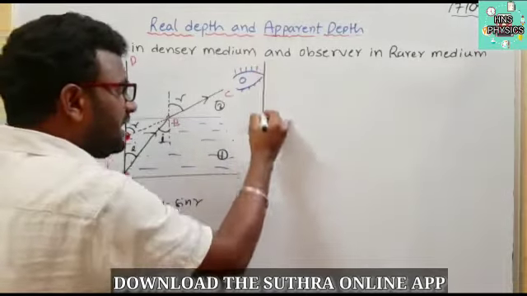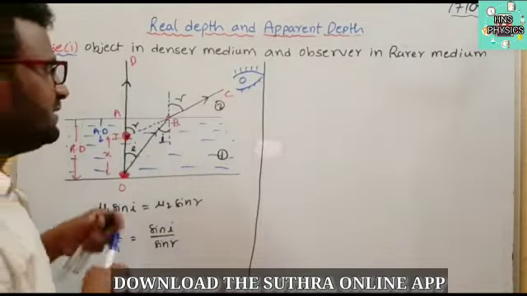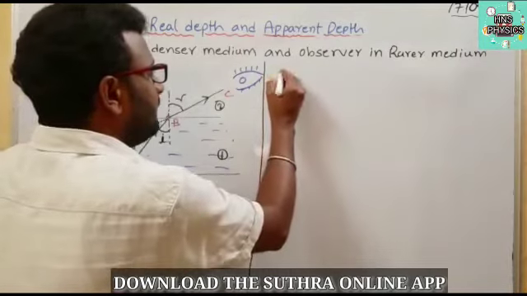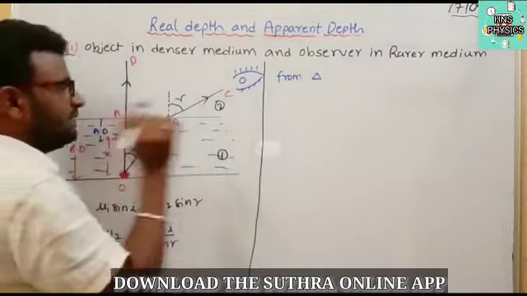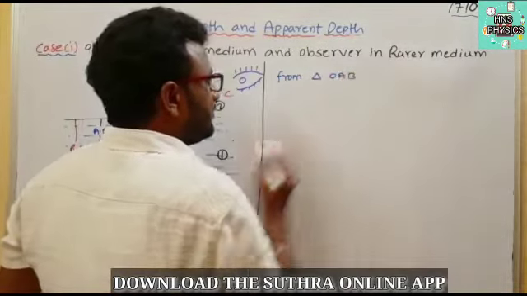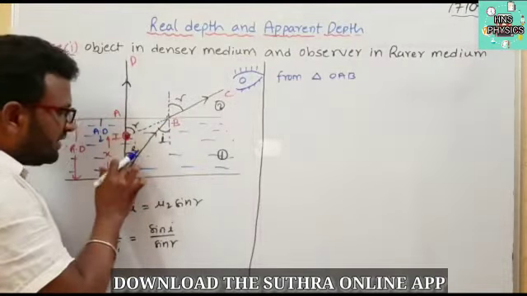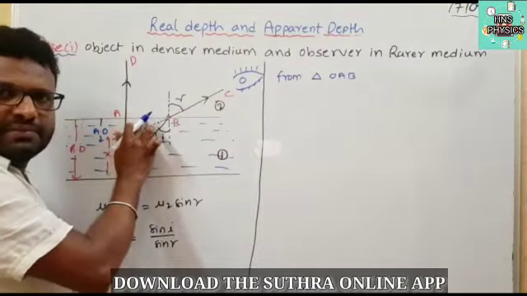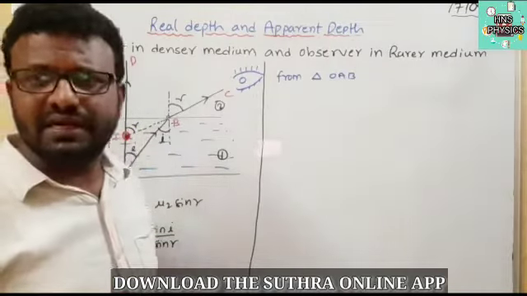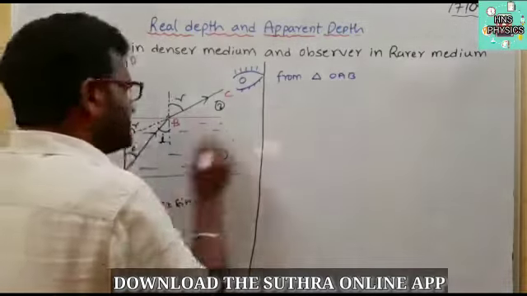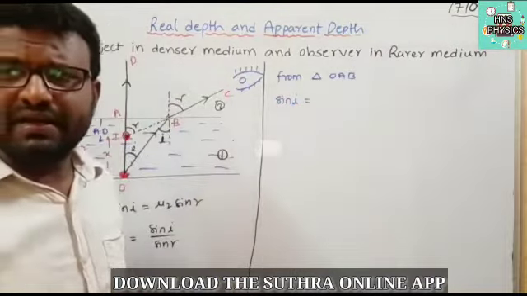Now, if you observe the diagram, I am taking triangle OAB from the diagram. This is the angle here. For this angle, AB is the opposite side, OA is the adjacent side, and OB is the hypotenuse. So from the triangle, I am going to take sin I. Sin I is equal to, we know the ratio, opposite side by hypotenuse.